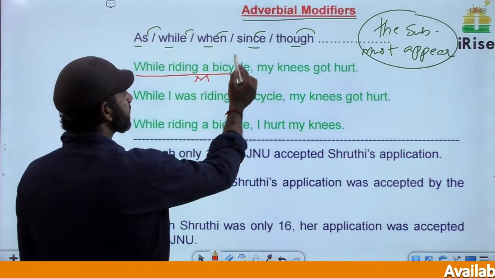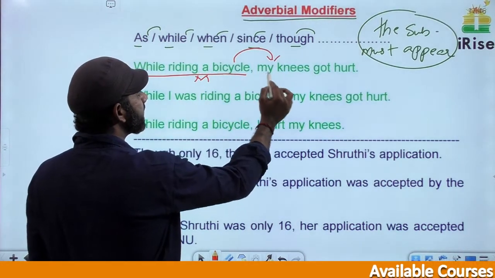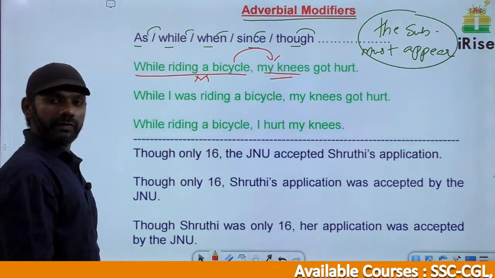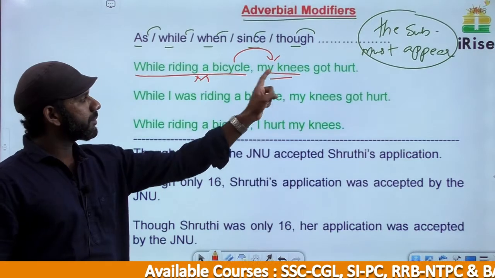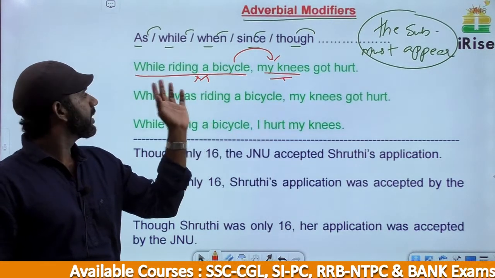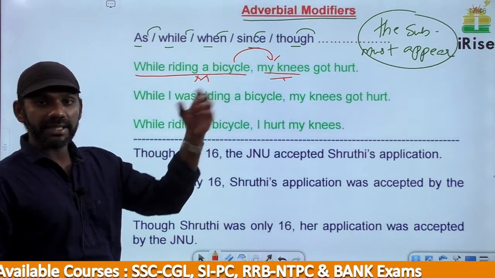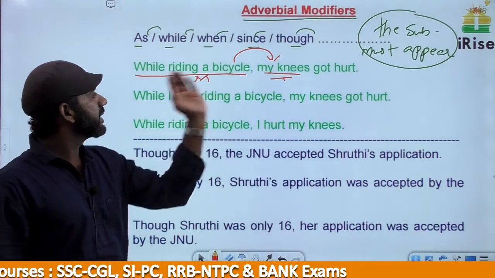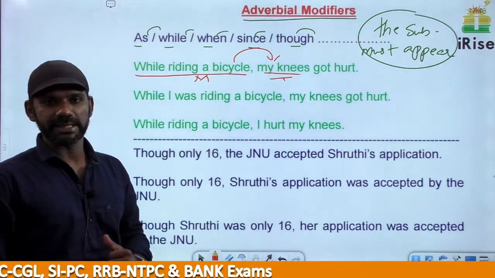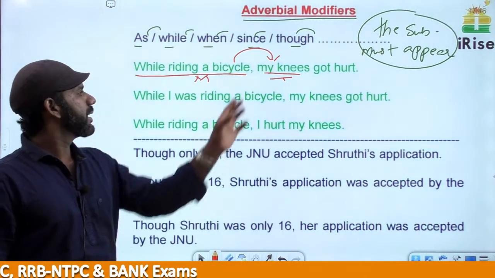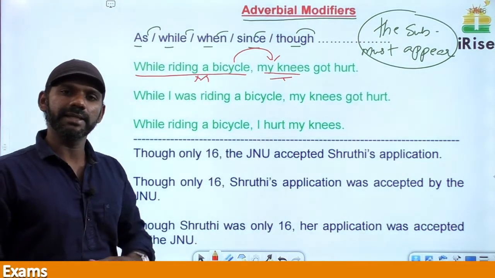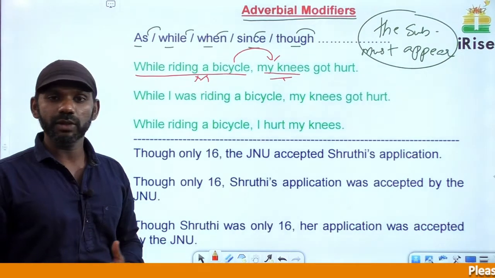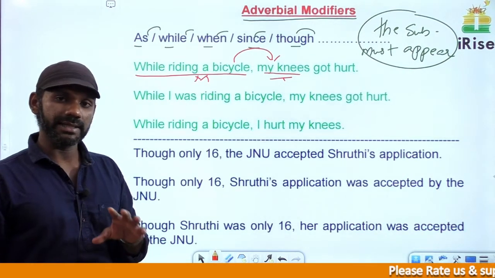And the modifier comes very close to the words my knees. That means the modifier is modifying my knees. So we need to associate the words my knees with the modifier. While riding a bicycle, my knees means my knees were riding a bicycle. The same as the earlier rule. Do my knees ride a bicycle? No. My knees don't go and ride a bicycle. The sentence does not make sense.